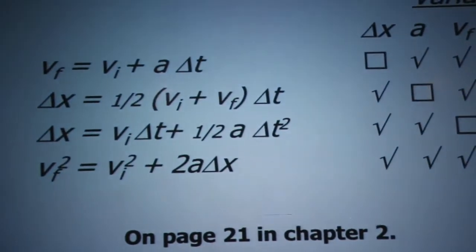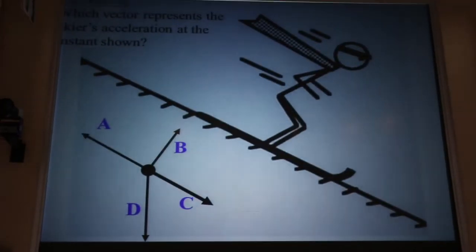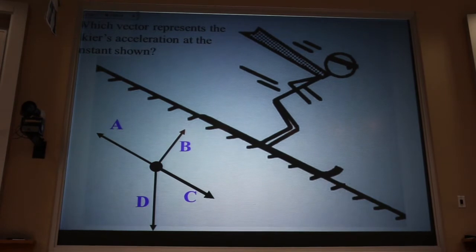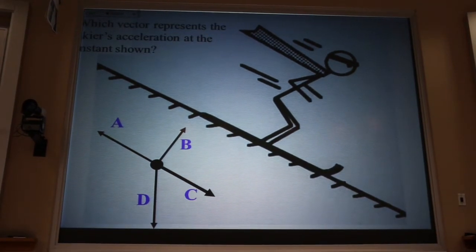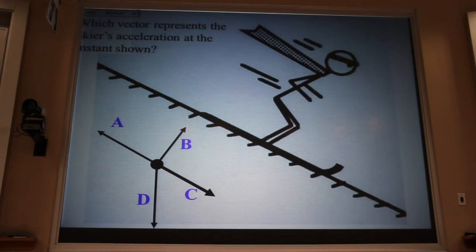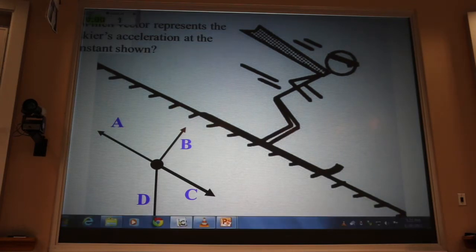Okay, now let's turn our attention to the topic of today's lecture, gravitational acceleration. I have a skier going down an incline, and we're asked which of these vectors, A, B, C, or D, best represents the direction of the skier's actual acceleration. Okay, is it A, B, C, or D? With your clicker, please.